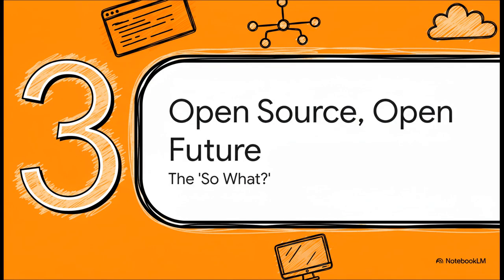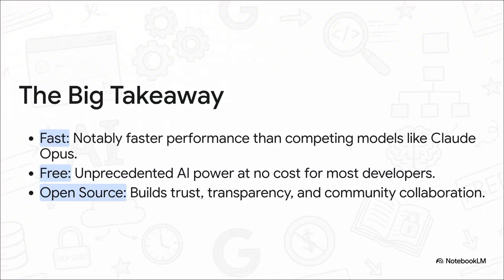Okay, so let's zoom out for a minute. What does a tool like this actually mean for the developer community? What's the so what here? When you boil it all down, it's this really powerful combo. It's fast, which just makes your workflow better. It's free, which opens up access to top-tier AI for everyone. And it's open source, which builds a foundation of trust and lets the community help shape its future. That combination, that's what makes this release such a big deal.